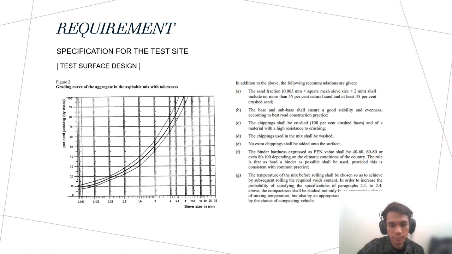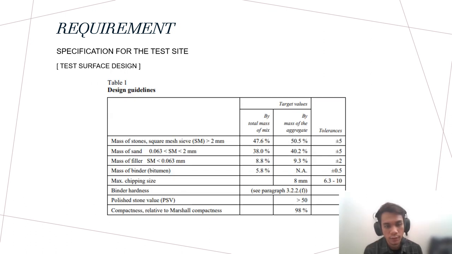The binder hardness expressed in PEN value shall be 40 to 60, 60 to 80 or even 80 to 100 depending on the climatic condition of the country. The rule is that as hard a binder as possible shall be used, provided this is consistent with common practice. The temperature of the mix before rolling shall be chosen so as to achieve, by subsequent rolling, the required void content in order to increase the probability of satisfying the specification of paragraphs 2.1 to 2.4 above. The compactness shall be studied not only by an appropriate choice of mixing temperature but also by an appropriate number of passes and by the choice of compacting vehicle. As you can see, these are the design guidelines for the test site.